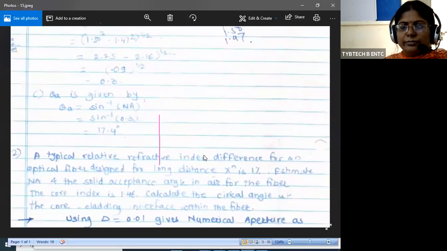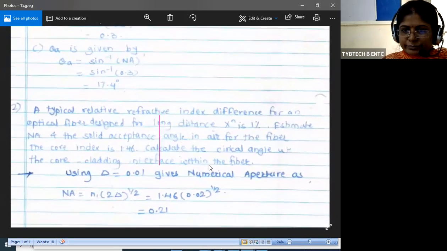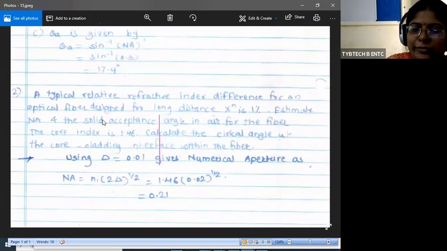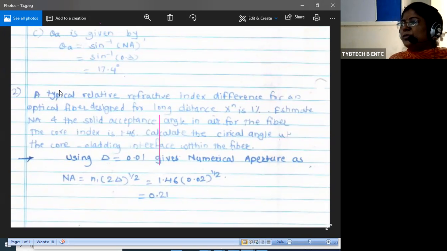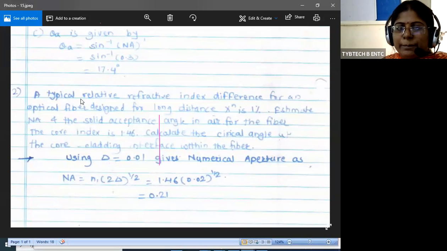This next numerical. So what is given in this numerical? I will read first. You try to understand what is given data and what is asked. It is a simple type of numerical. I don't think there is any problem to solve that kind of numerical. Just practice is required for calculation. Now here what is given? A typical relative refractive index difference for optical fiber designed for long distance transmission is 1%.